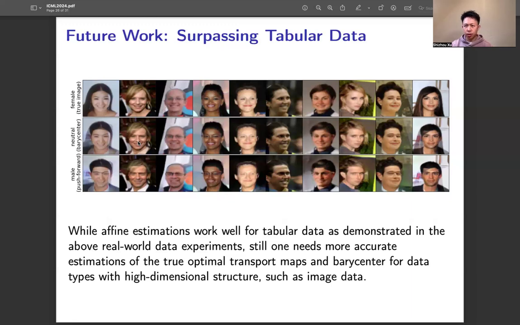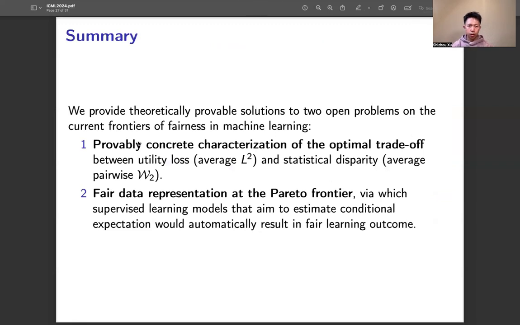But this is still ongoing work, and we hope to develop some practical methods on more than tabular data, such as image and language data. Okay, so to summarize, in this work, we provided a concrete characterization for the optimal trade-off between utility loss and disparity. And also, we proposed a theoretically provable way to design fair data representation and combine the two results to develop fair data representation at the Pareto frontier. Thank you.